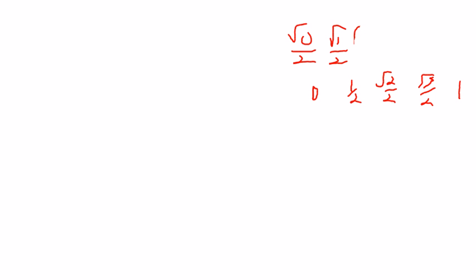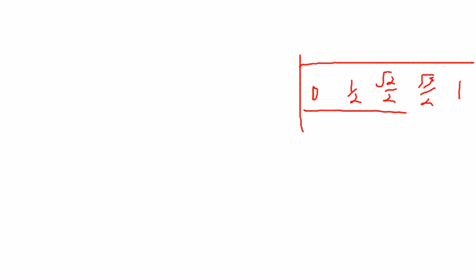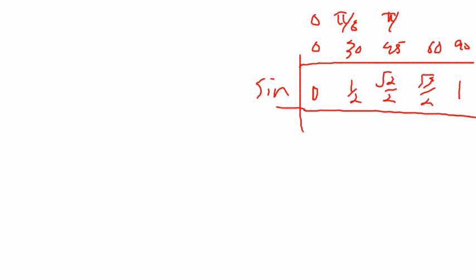So that gives me 0, 1 half, root 2 over 2, root 3 over 2, and then 1. I'm going to erase all this stuff here, so I can put the top of the chart in there. Alright, so angles and stuff here. So that's sine of theta. Theta is 0, 30, 45, 60, 90, or 0, pi over 6, pi over 4, pi over 3, pi over 2.